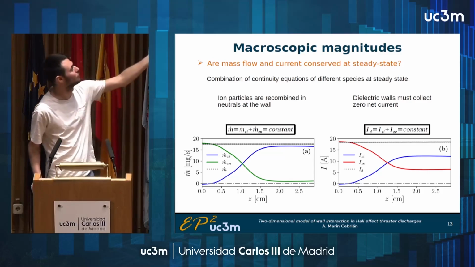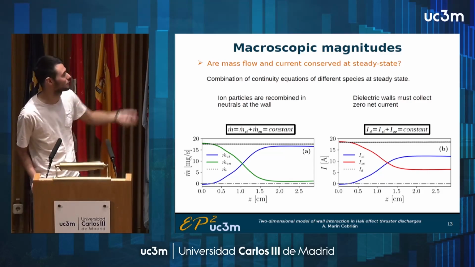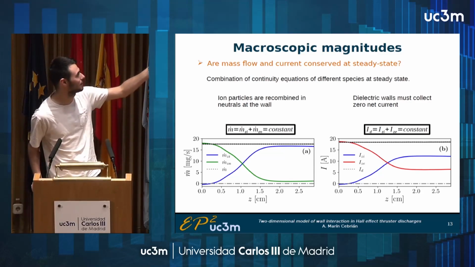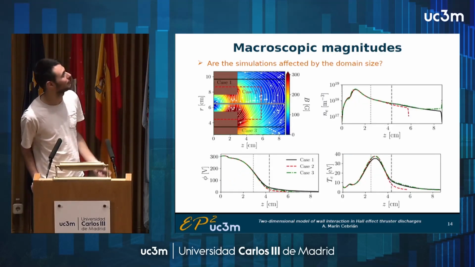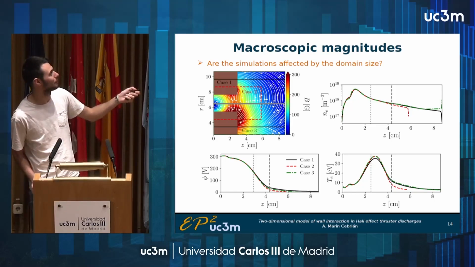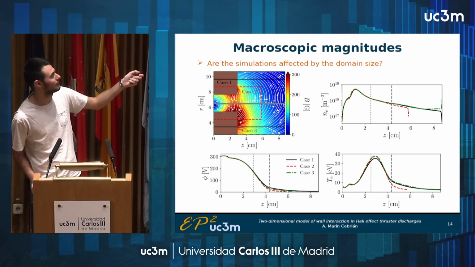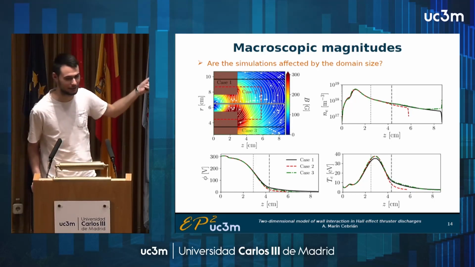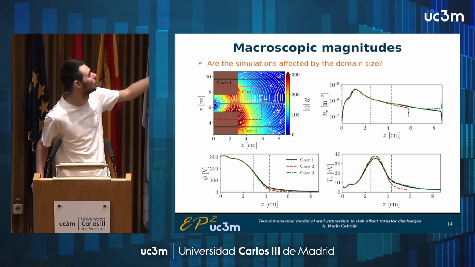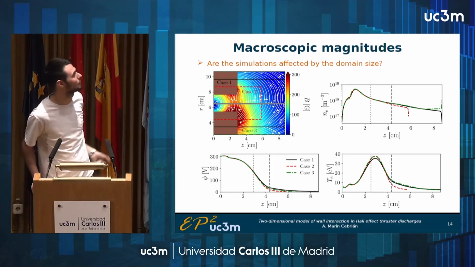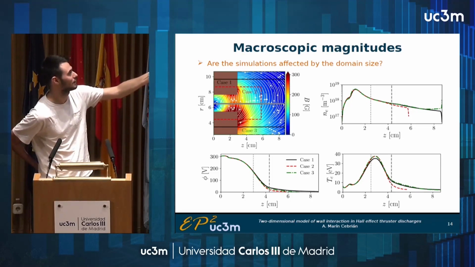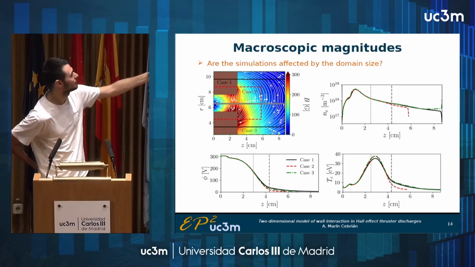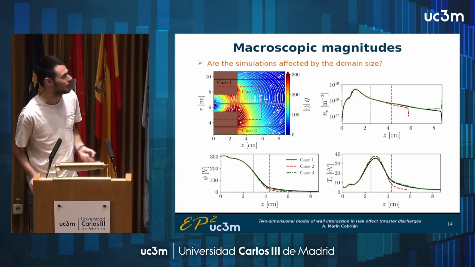As soon as possible. We also have to conserve some other magnitudes, such as mass flow and discharge current, which are also conserved. And we also made some comparison between different domain sizes, because the plume doesn't end here. This is a finite domain, but in reality it expands to infinity. So we have changed the domain to different sizes, and we saw that the results inside the channel, which is this part here, do not change significantly with the domain size.